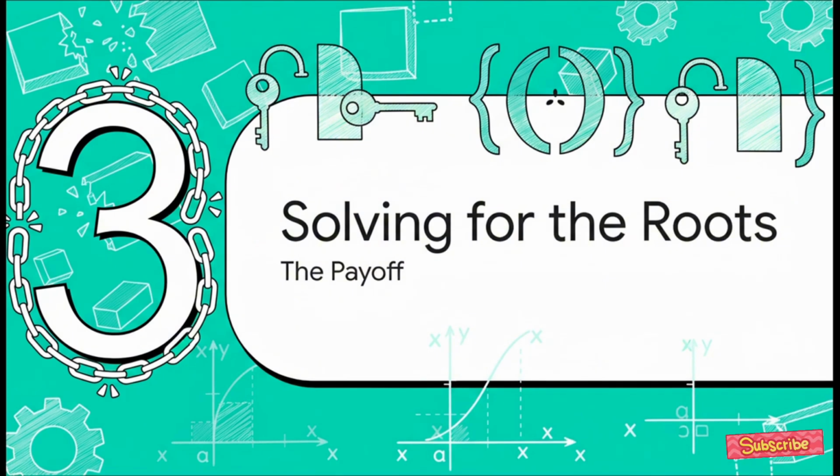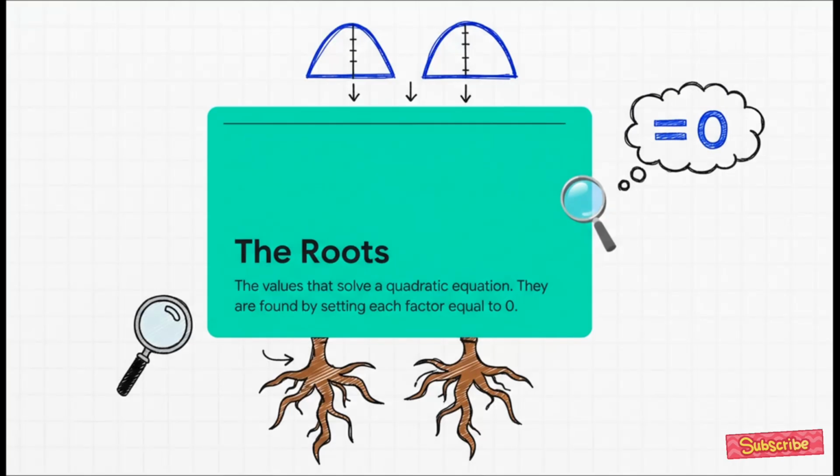But why? Why are we doing all this? Well, this is the payoff. Factoring is the key that unlocks the actual solutions to these quadratic equations. And these solutions, they have a special name. We call them the roots of the equation. The roots are simply the values of x that make the whole thing true, the numbers that make the equation equal 0. They're the answers we've been looking for all along.